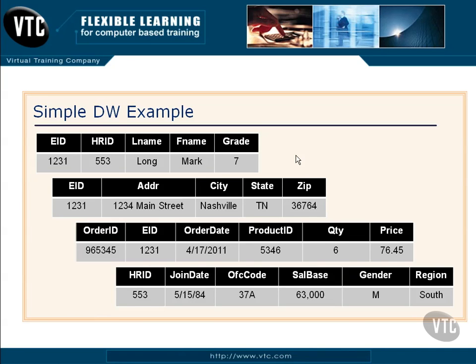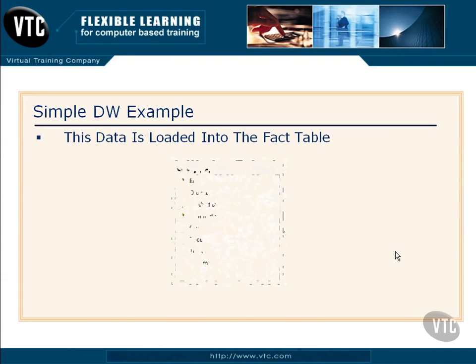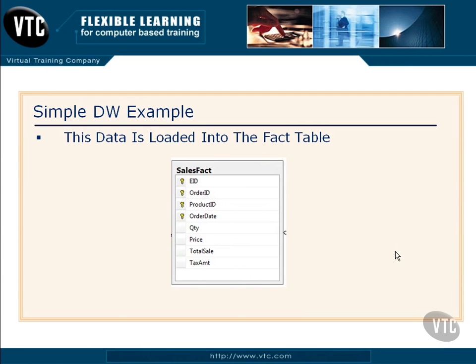So anyway, first quick glance here at this table, you'll notice there's some data down here that really is the bottom line of our business. We're selling things, right? And on 4/17/2011, 6 of product 5346 were sold for a price of $76.45 each. And so now we know business took place. And so that's a great candidate for a fact table. And so we could create a fact table.